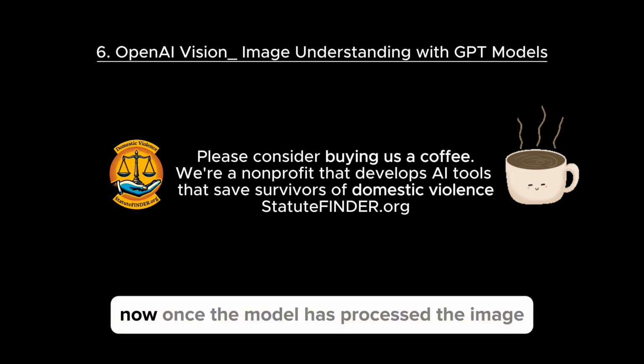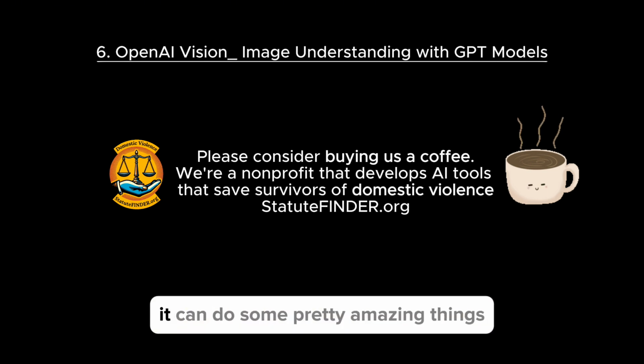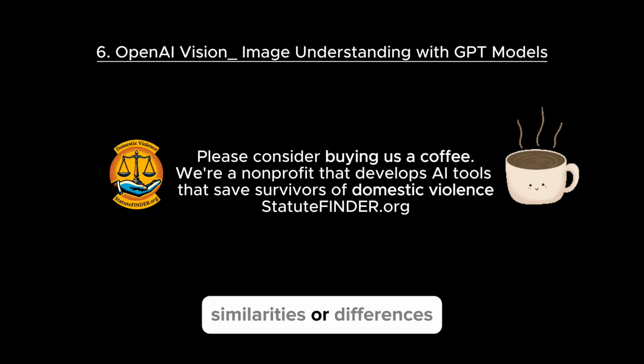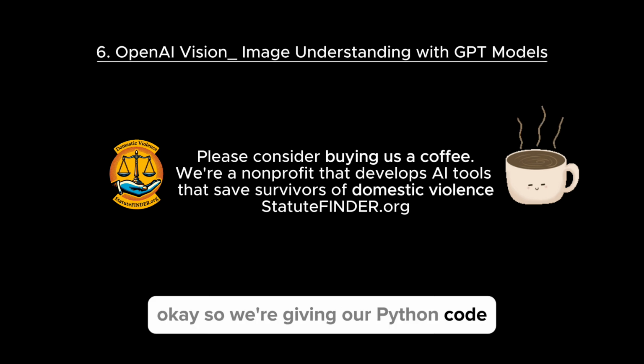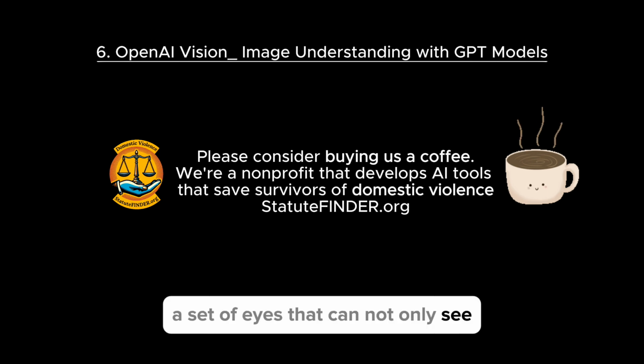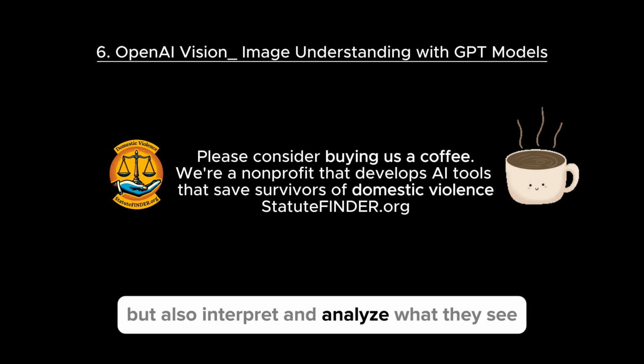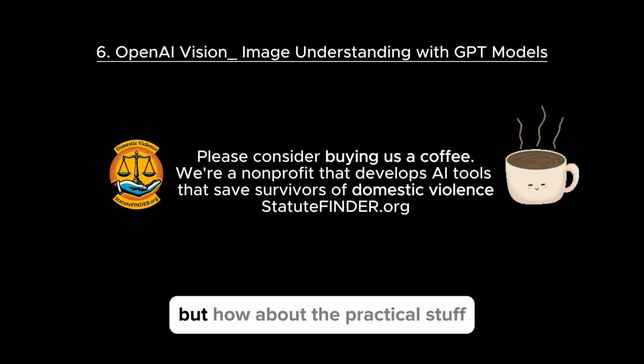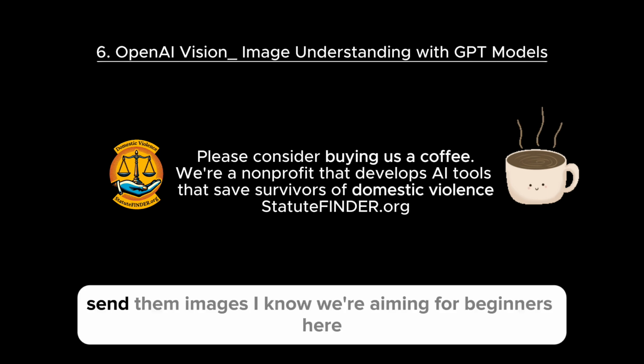Exactly. Now, once the model has processed the image, it can do some pretty amazing things. It can identify objects, describe scenes, answer questions about the image, even compare multiple images to find similarities or differences. Okay, so we're giving our Python code a set of eyes that can not only see, but also interpret and analyze what they see. That's pretty mind-blowing. But how about the practical stuff? How do we actually write the code to interact with these models, send them images?